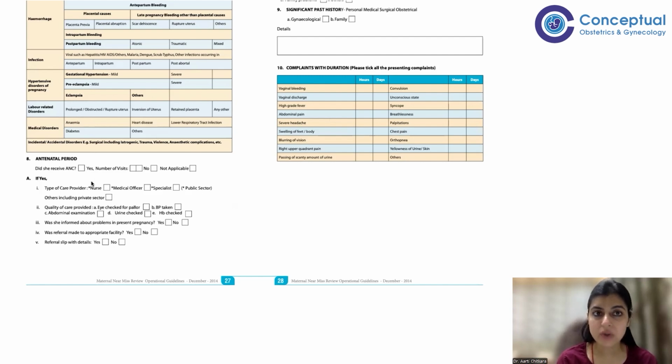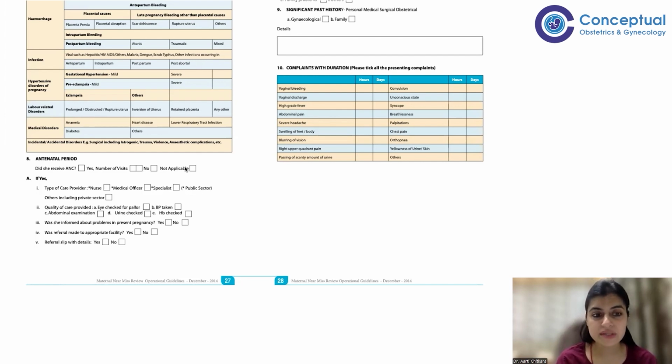Section 8 talks a lot about her antenatal period. Did she receive antenatal care? If yes, the number of visits; if no, or not applicable at all. Suppose she is a ruptured ectopic who just walks in, you might not suspect that she would have received antenatal care. You can put a not applicable mark here.